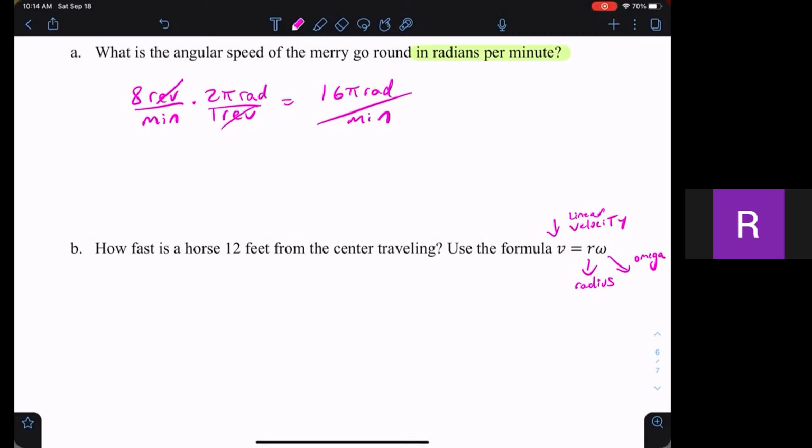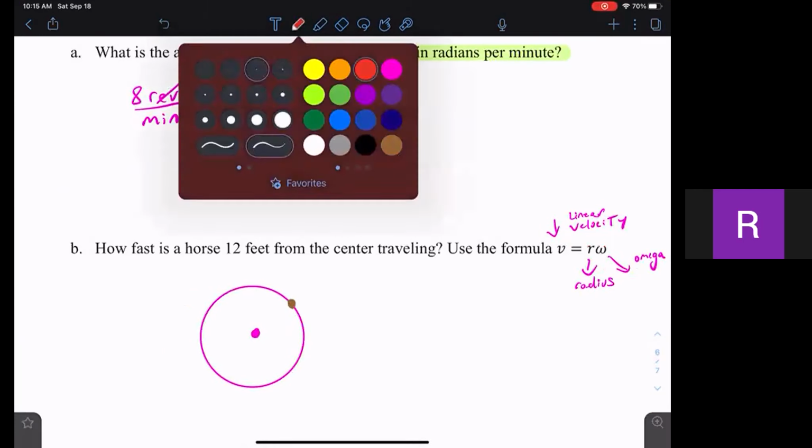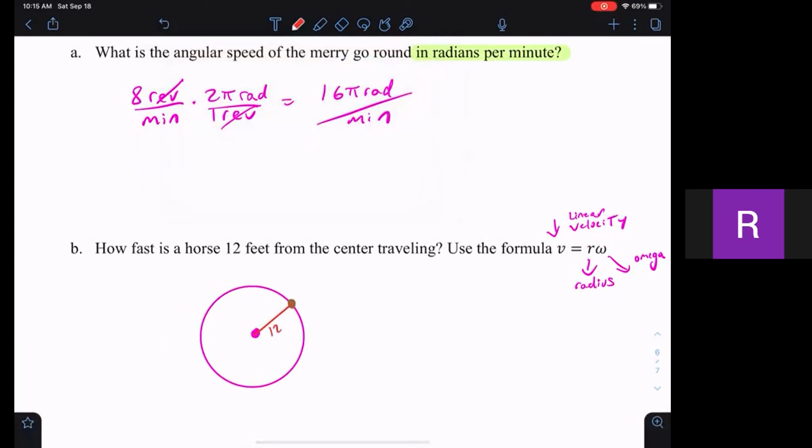So you draw a picture again. Yeah, you draw a picture from the center. The horse, let's assume that that is here somewhere. And you know that it's 12 feet from the center, they say, right? Let's assume that this is the center, okay? It's 12 feet from the center. So use the formula, right? The radius is 12, so you just need to find the speed. So this is going to be 12 feet per radian times omega that you find from the other part.